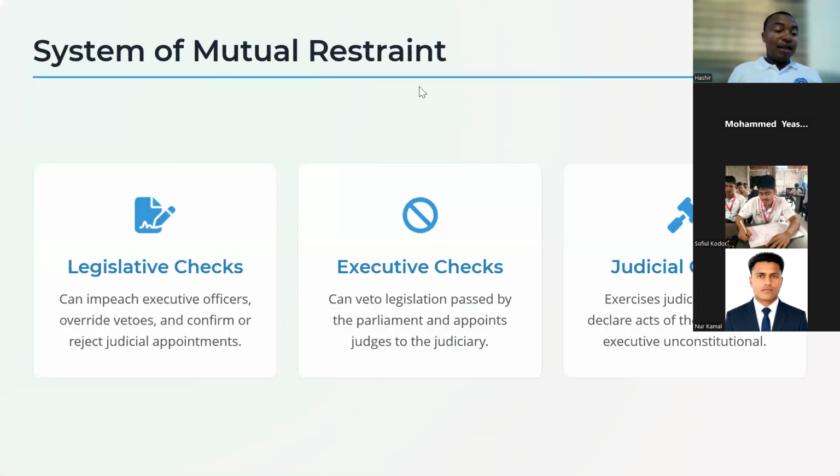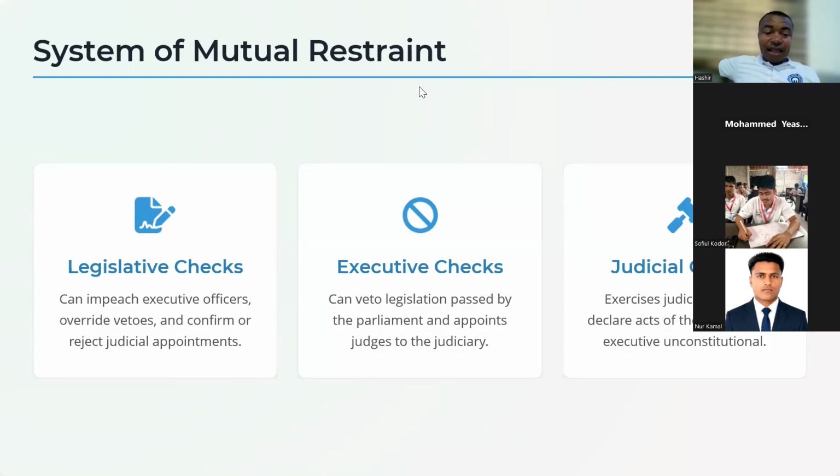For example, the legislative check is that we can impeach executive officers. So those who make the law, for example, in the United States, there have been attempts several times to impeach. It means to remove from power a certain president or executive officer. So if any executive officer does what is not right, then the legislative body has the power to debate over it and do many things to make sure that he's removed from power.